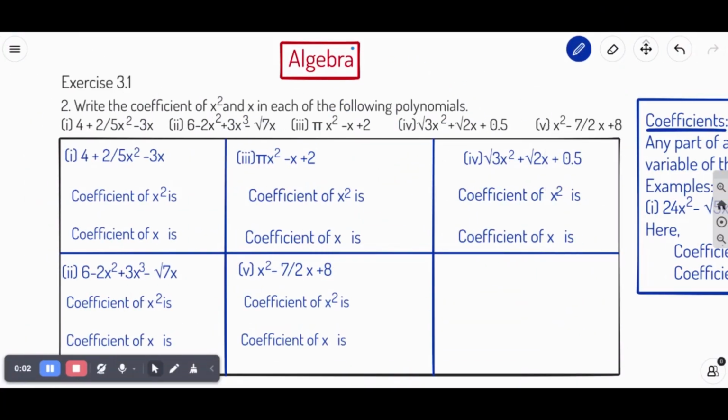Hi everyone. Let us start with algebra exercise 3.1 question number 2 today.